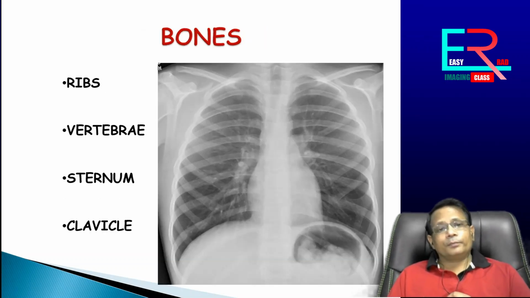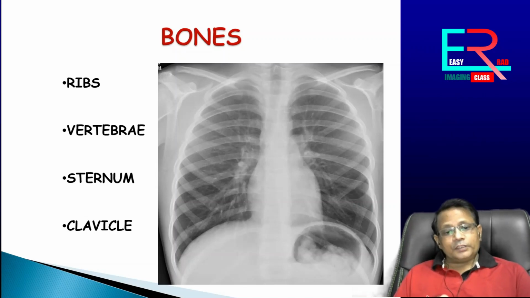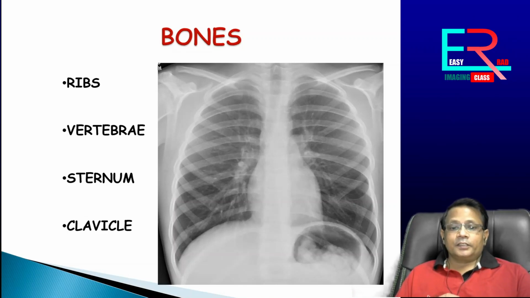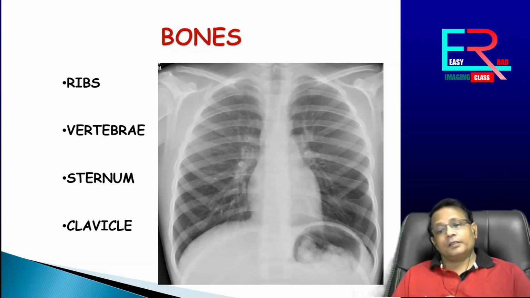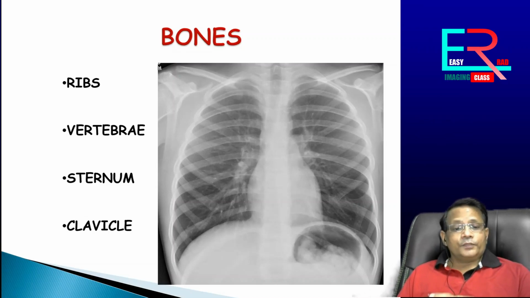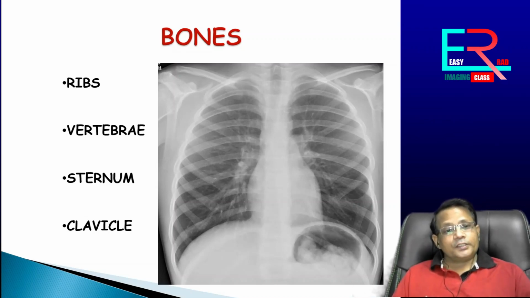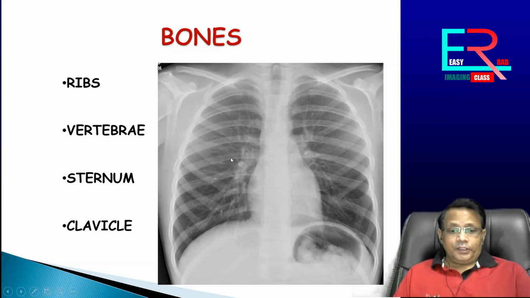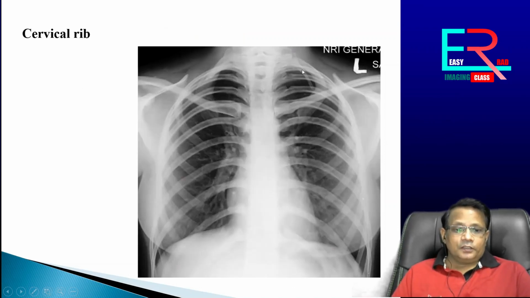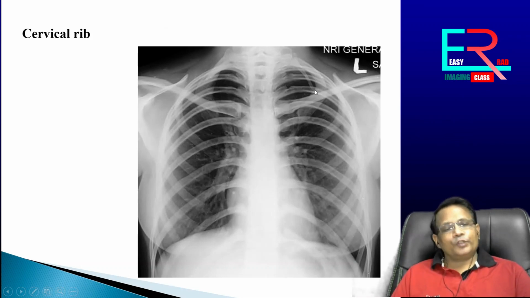Then always comment on the bones. All the bones encasing the thoracic cage, that is the ribs, vertebrae, sternum and clavicle. If these are normal, then write down that the bony cage is unremarkable. If there are any erosions, any sclerotic lesions, or any congenital variations, then comment on them. Here you can see a bifid fourth rib, the right fourth rib is bifid. You may also see cervical ribs sometimes. So always comment on the bony cage also.